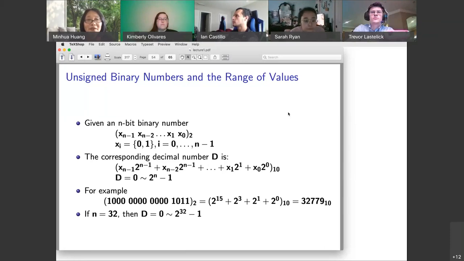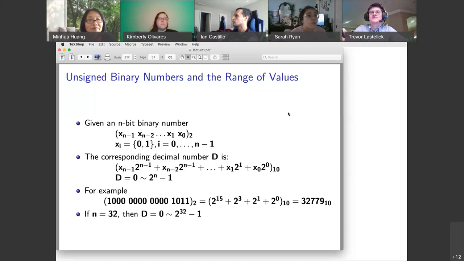In this case, since an unsigned binary number is all positive, we care about its range. You might ask why we care about the range. Because in computer architecture, when you have a number, you definitely care about the range, since you have to arrange your memory space. So the number is in the range of 0, since it is not negative, to 2 to the n minus 1.